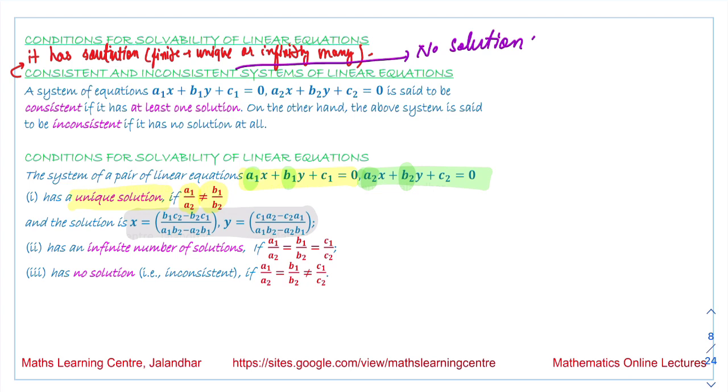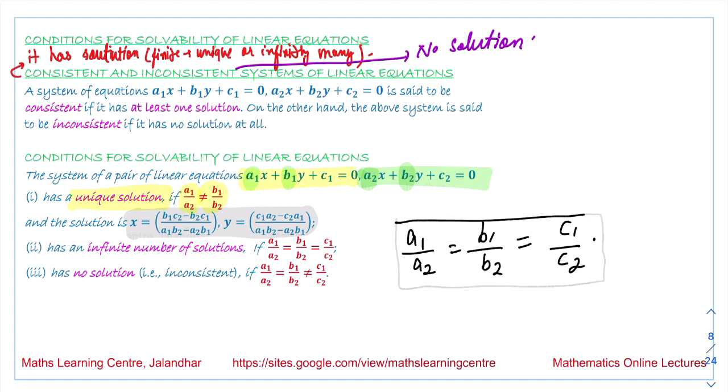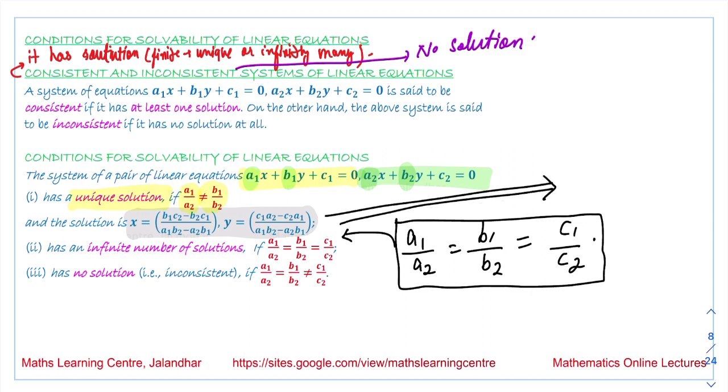Next we are saying, suppose these two values are equal, a1 over a2 is equal to b1 over b2, it means it doesn't have a unique solution. So the next thing we have to do is compare it with c1 over c2. If all these three values are equal, then the system will have infinitely many solutions. These are the two cases for consistent.